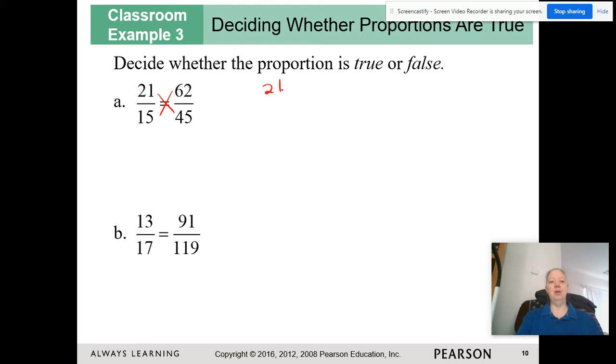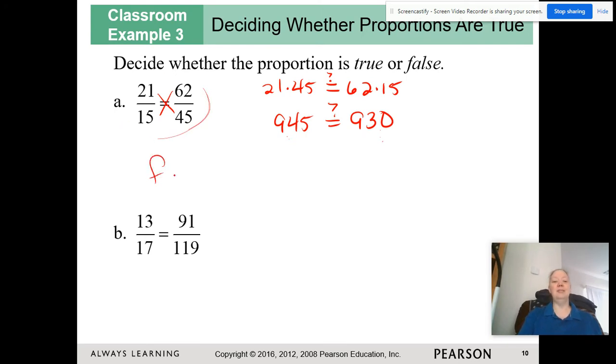So we're going to take 21 and multiply times 45 and set that equal to, and put a little question mark here because we don't know, 62 times 15. So we multiply the left side, 21 times 45, and we get 945. We still don't know. 62 times 15, and we get 930. Because these two numbers are not equal to each other, that means that these two ratios are not equal to each other, which makes this a false proportion.